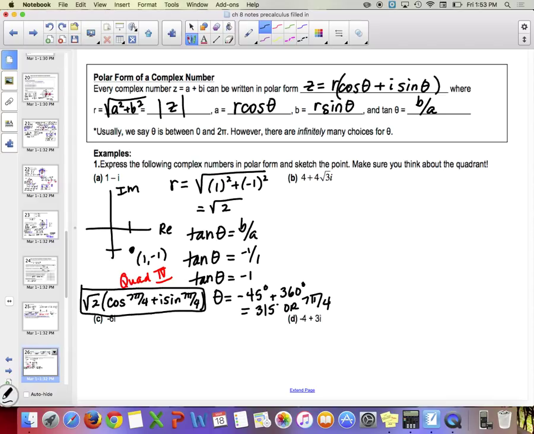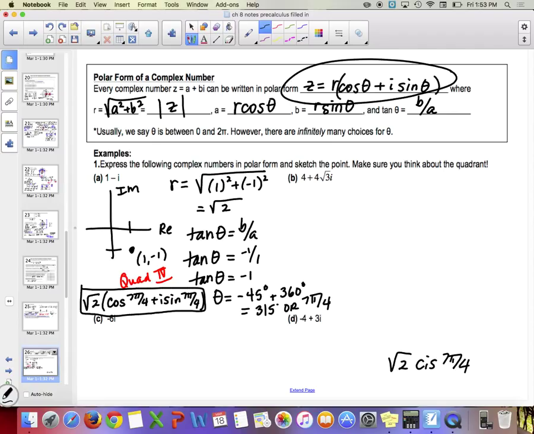Good? Do you guys understand the process? It's always going to be in this form in the end. So you're going to have your r out front, and then you're going to have cosine theta plus i sine theta. It's the cis thing. You could write it as square root of 2 cis 7 pi over 4, if you want to write it that way.